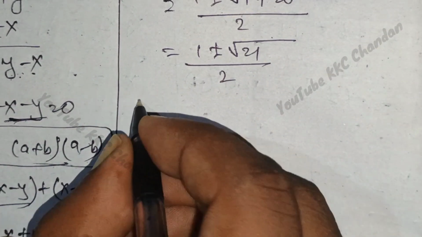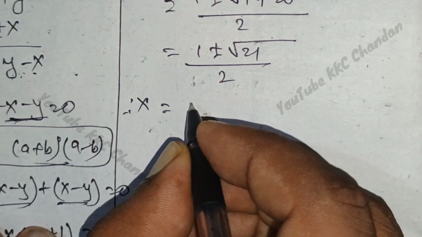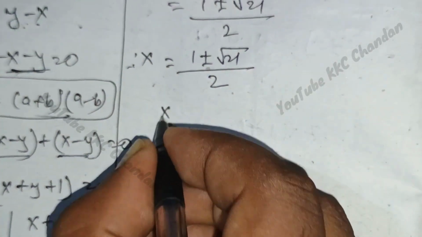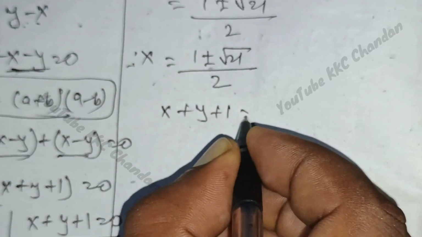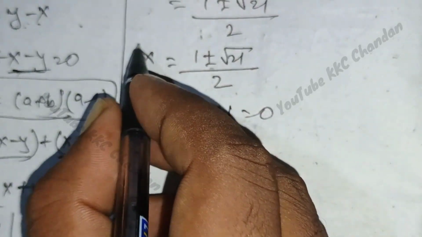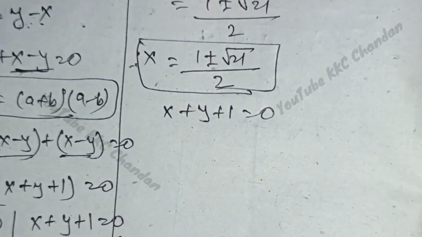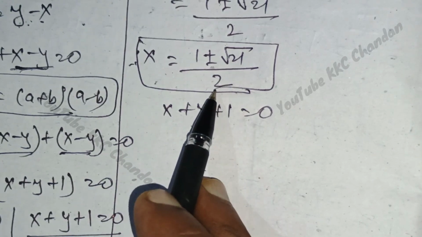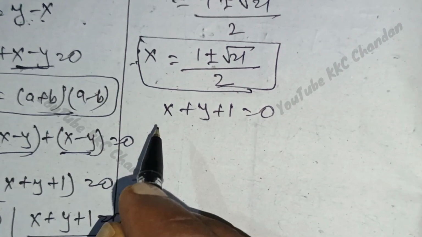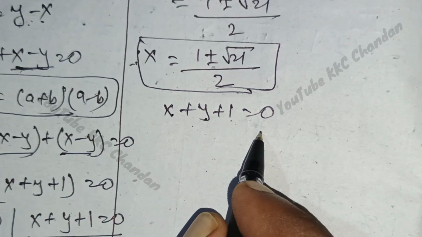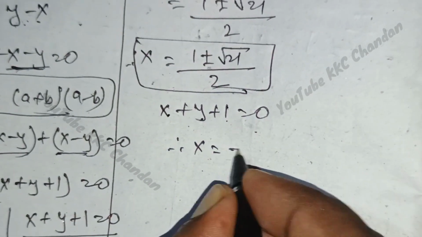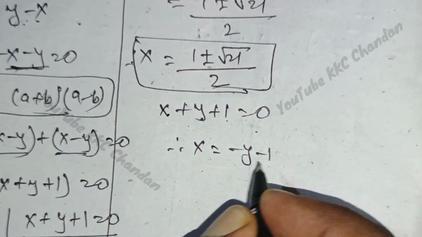Therefore x is equal to 1 plus or minus root 21 divided by 2. Here the x value came: x value is 1 plus or minus root under 21 divided by 2. After that, next step, x plus y plus 1 is equal to 0. Therefore, x is equal to minus y minus 1.